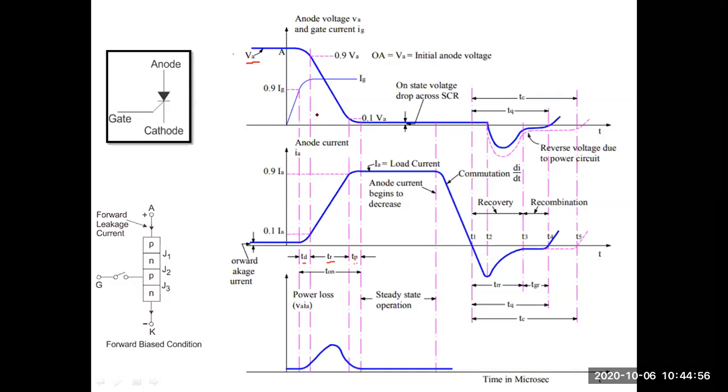So delay time in terms of anode voltage means the time taken for the anode voltage to reach from VA to 90% of VA. This is the maximum value, so it can be treated as 100%, or you can term it as VA to 0.9 VA. So this is the total time period for the anode voltage.